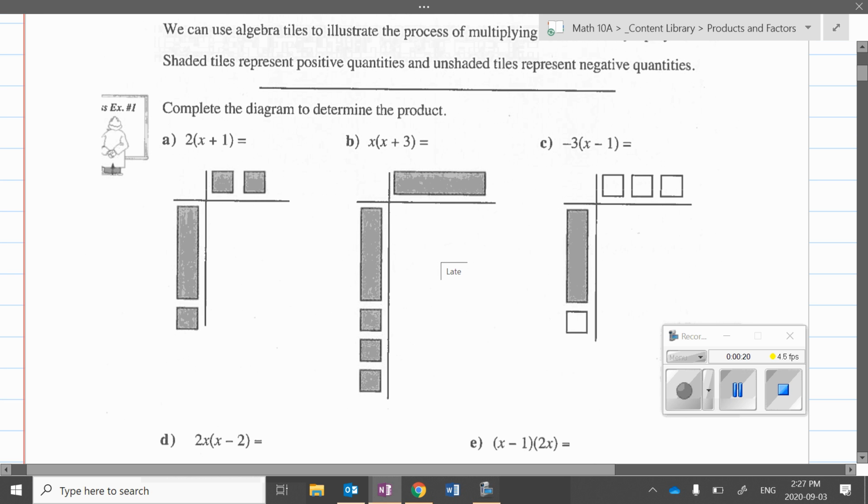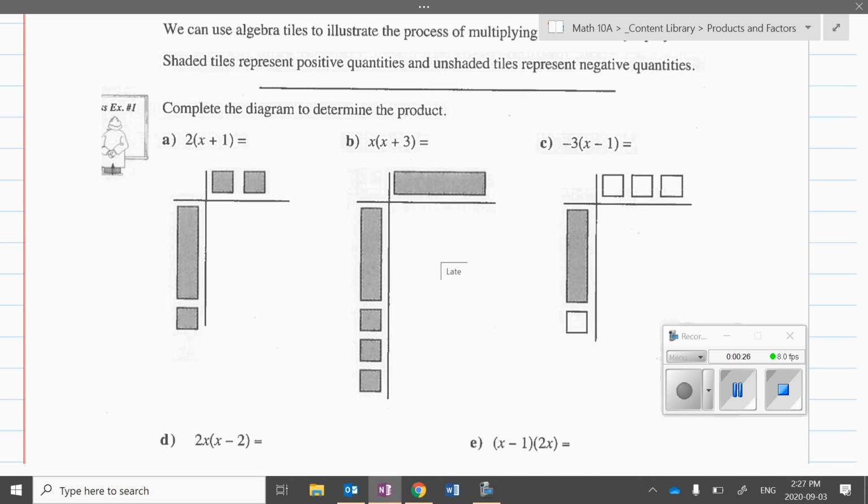We will only do, like I said, why does it say late? I don't love algebra tiles, but they are fairly helpful. So I'm only going to do a couple of these ones. So remember, shaded is positive, white is negative.